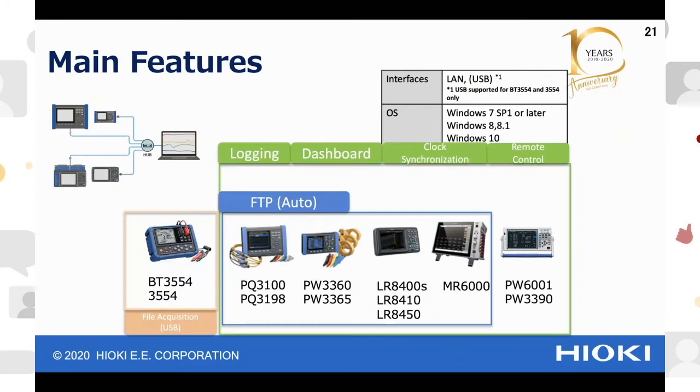Okay, all these products indicated inside the green box can be used for logging, dashboards, clock synchronization, and remote control. Okay, clock synchronization means that you want to set your PC timing to be synchronized with the device timing, right? Now, both these functions will require a LAN connection, while the USB connection is primarily for the battery tester, the BT3554. As for the FTP function, file transfer protocol, only the products indicated in the blue box can support that. So I also need to highlight that the GENNECT One software is only for Windows platform. Okay, only for Windows. So it's not ready for MacBook yet.